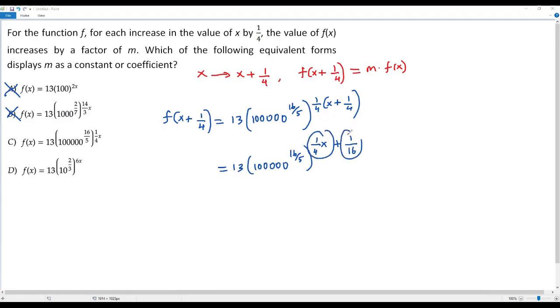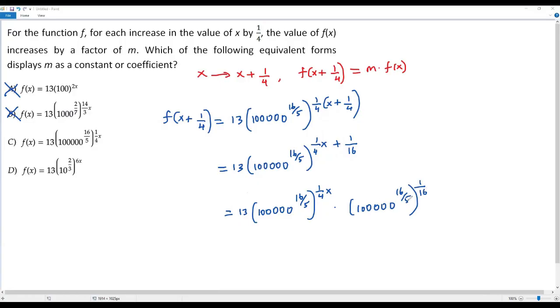Here two values are added at the exponent. Now we can take this base separately for each value and multiply the results as we have done in the two answer choices. 13 times 100,000 to the power of 16 over 5 raised to the power of 1/4 of x times 100,000 to the power of 16 over 5 to the power of 1 over 16. Okay, here we can multiply these two exponents. Okay, let me do it. 16 over 5 times 1 over 16. The 16 will cancel. I'm getting 1/5.